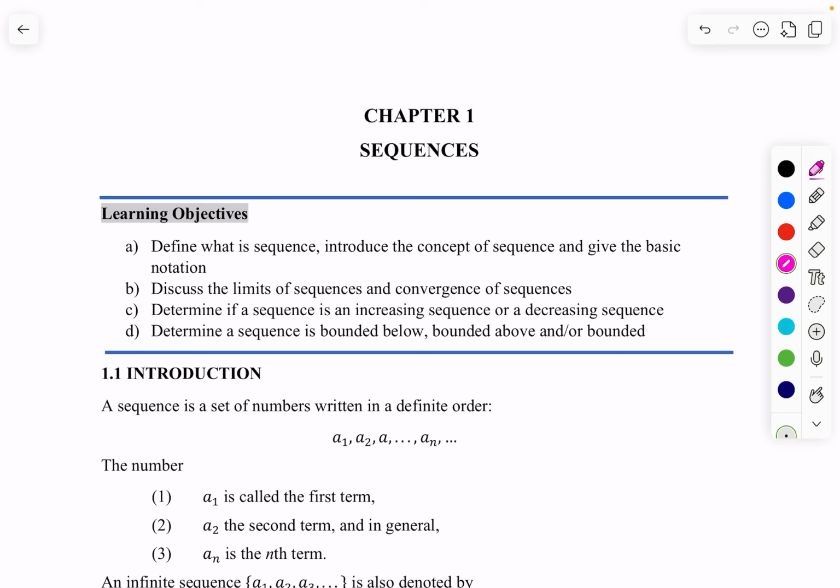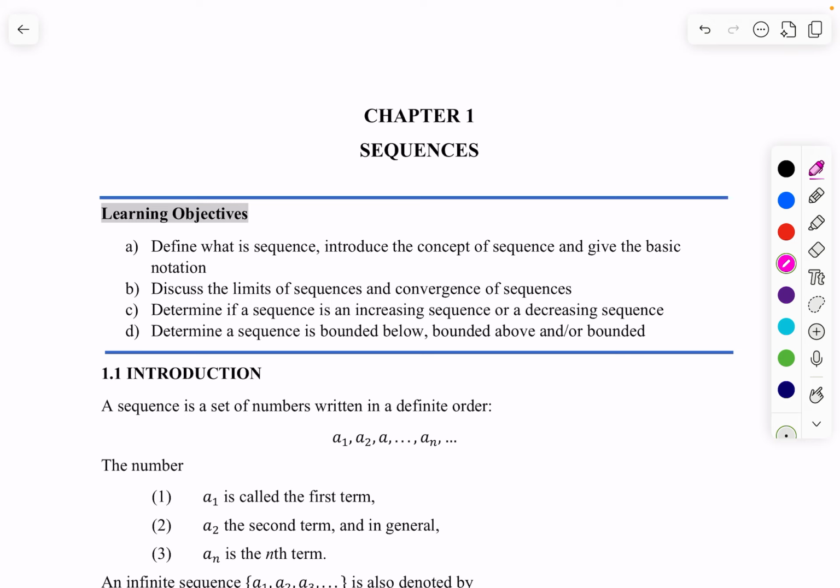So in this course, the first chapter that we are going to learn is about the sequences. Everything about chapter 1 is about the sequences. Another thing that you should know about this subject is that the things that you have learned during Calculus 1 would be used in this Calculus 2. So you need to recall back what you have learned in Calculus 1, because Calculus 1 is the prerequisite for Calculus 2. Alright, so let us proceed.